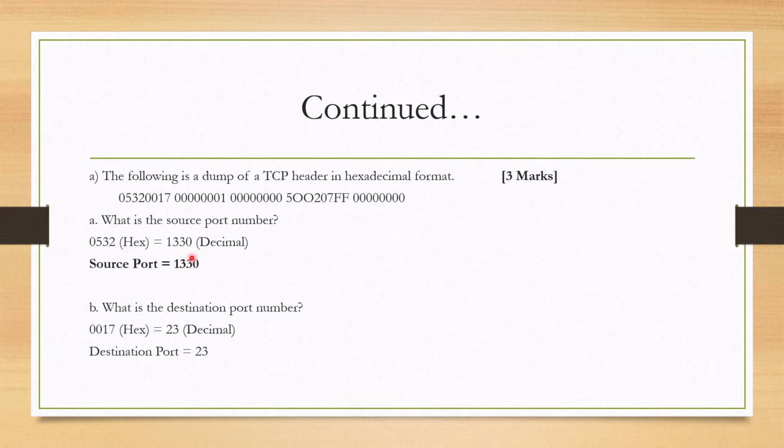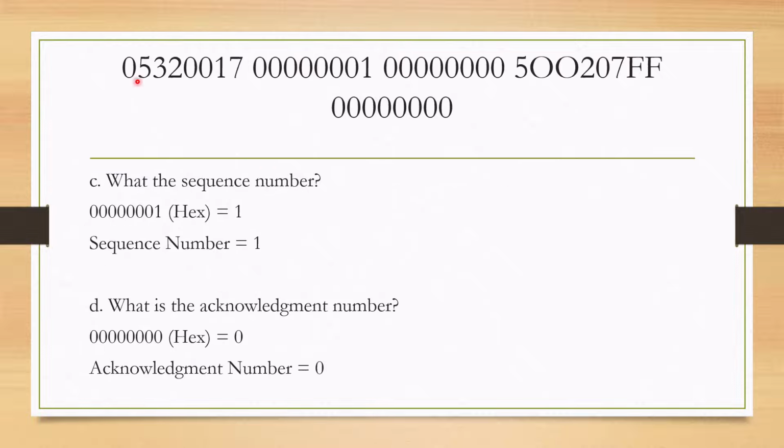Now the next four numbers describe the destination port number, that is 0017. Just convert it into decimal. After converting this 0017 from hexadecimal to decimal, we will get 23. So the destination port number is 23. 0532 done, 0017 done. Now this one is called the sequence number. The sequence number has 8 digits. Converting the sequence number from hexadecimal to decimal, we will get the sequence number equal to 1.